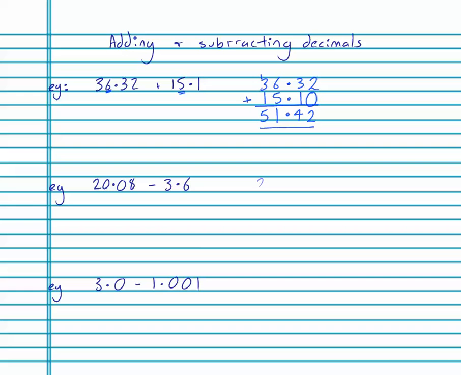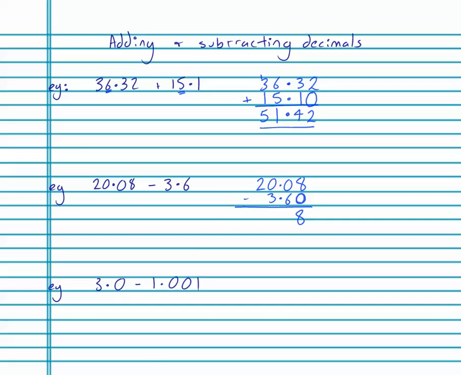Again, the same for subtracting. 20.08 minus 3.6. Again, we line up the decimal points. If we've got a gap where we need a 0, just put that in. You'll see it doesn't change the meaning of that number. And we subtract as normal.